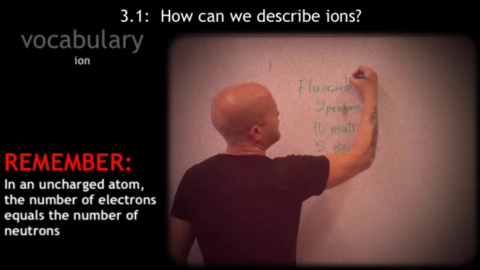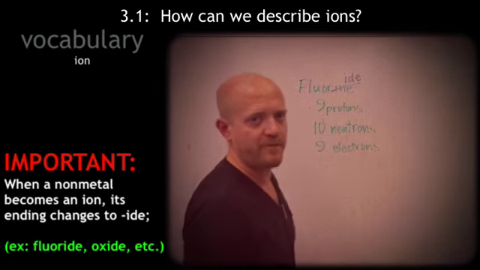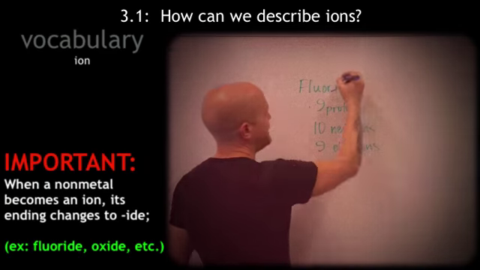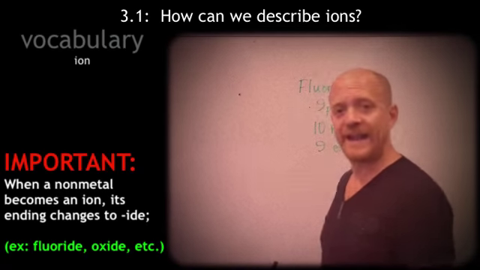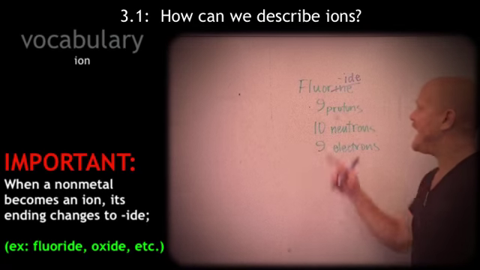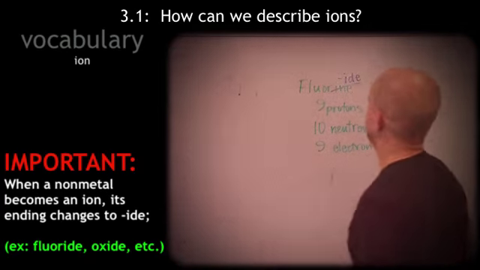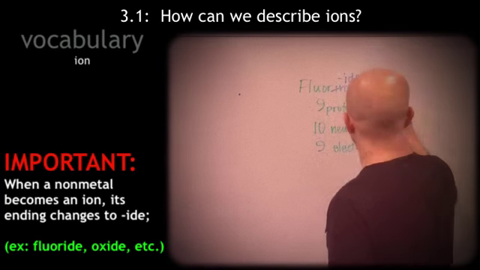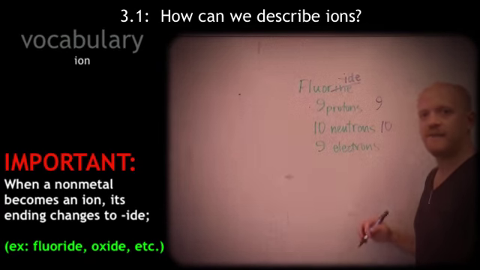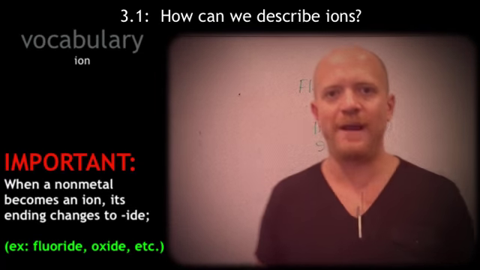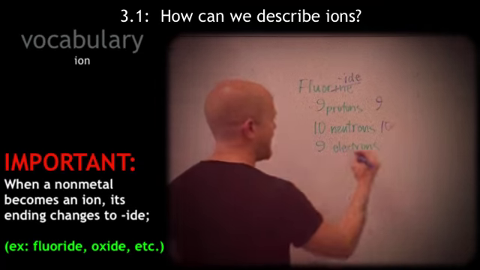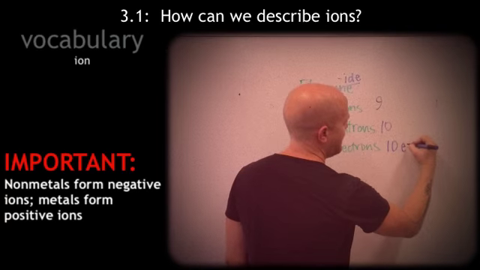Now fluoride, which you've probably heard about before, as in fluoridated water, has fluoride ions in it. Fluoride still has 9 protons. That doesn't change. It still has 10 neutrons. However, a fluoride ion actually has 10 electrons.